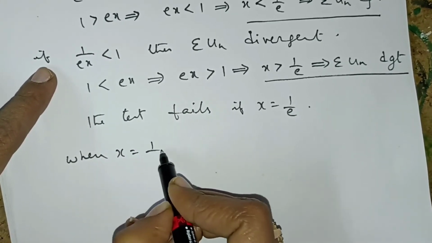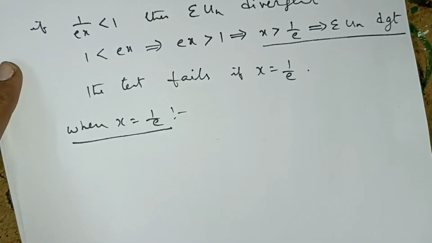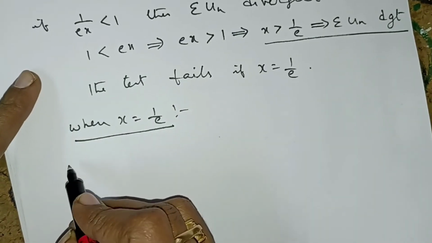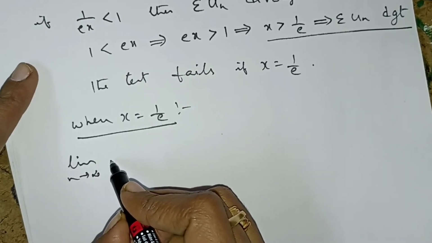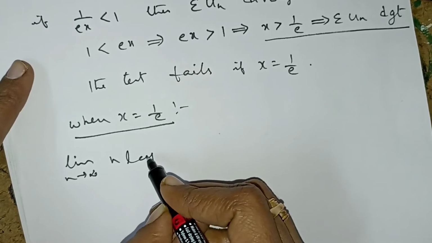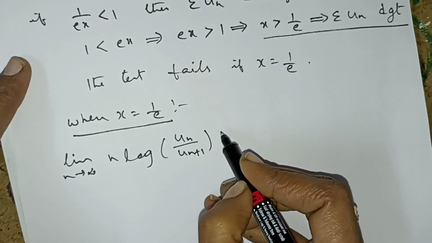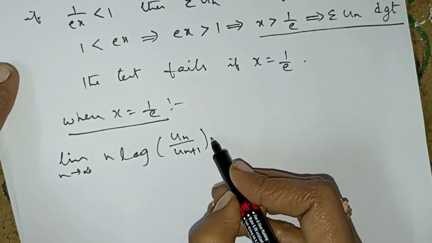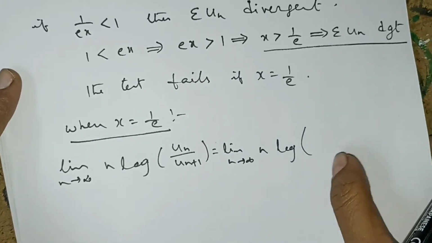When x is equal to 1 by e, first we will write un. The ratio test contains some e value. That's why we have to apply the logarithmic test. Logarithmic test formula: first I will write limit n tends to infinity, n into log un by un plus 1. This is the formula. That is equal to limit n tends to infinity, n into log of un by un plus 1.